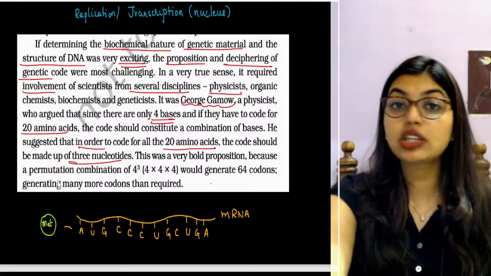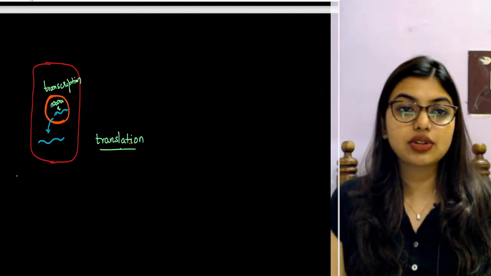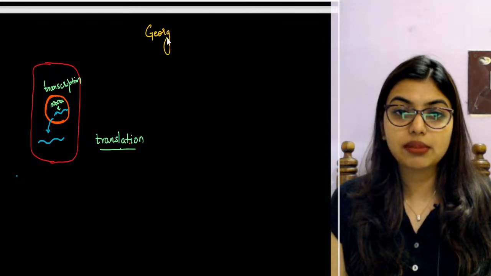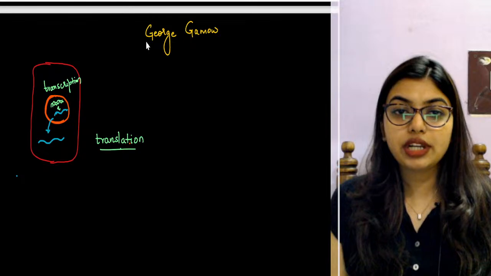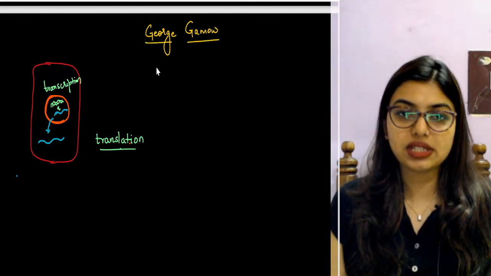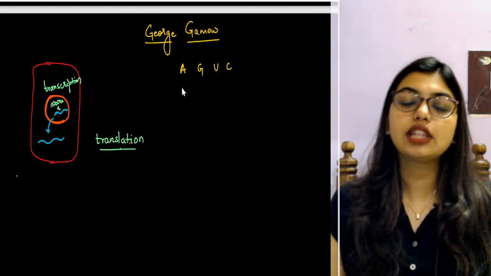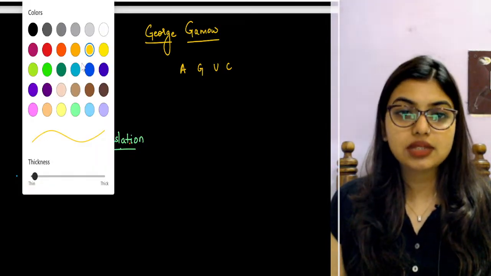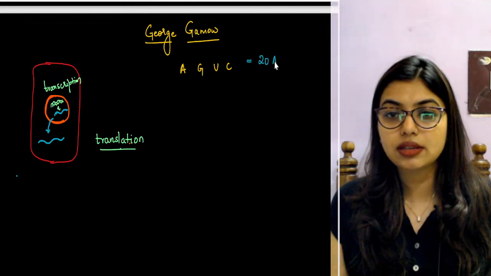But this did not come like this. Randomly it did not start like this. So how did it start, students? A physicist called George Gamow was like, see, we have 4 bases, yes or no? We have A, G, U, C. These are the 4 nucleotides that we have. Now, with this, we have to make a combination that will code for 20 amino acids.